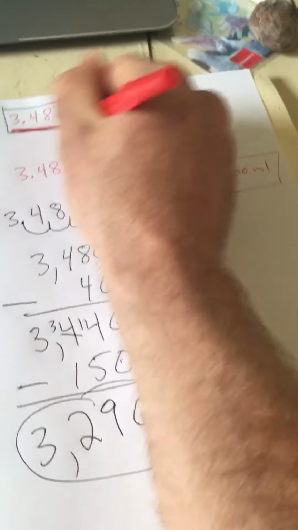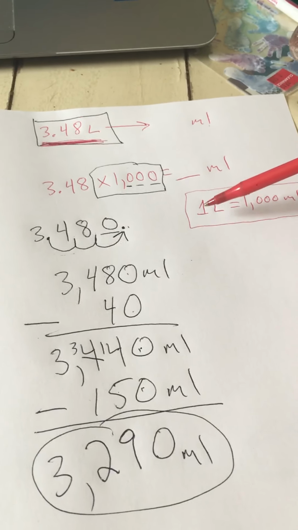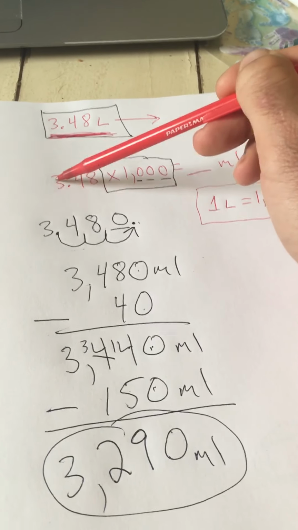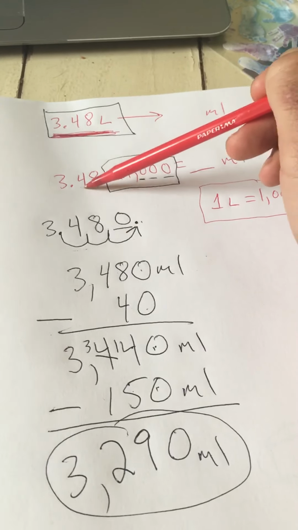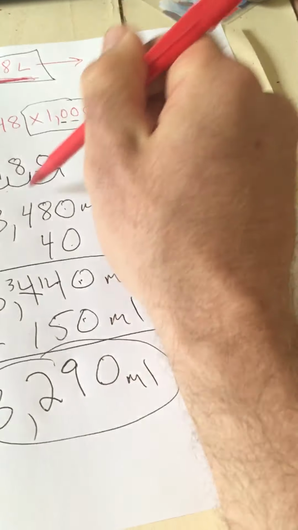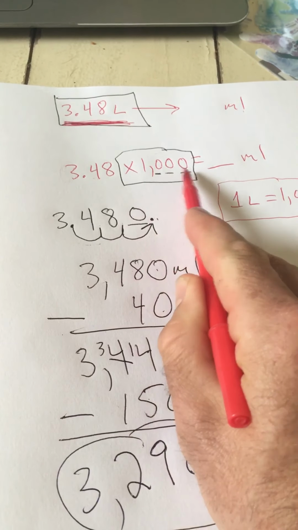The hard part was changing the number of liters that she started with over here into milliliters, and we did that by multiplying by 1,000 because 1 liter is 1,000 milliliters. So basically these 3 liters will be 3,000, and then this 0.48 will be 480. So 3,480 milliliters. And what we did was we just moved that to multiply by a whole number.